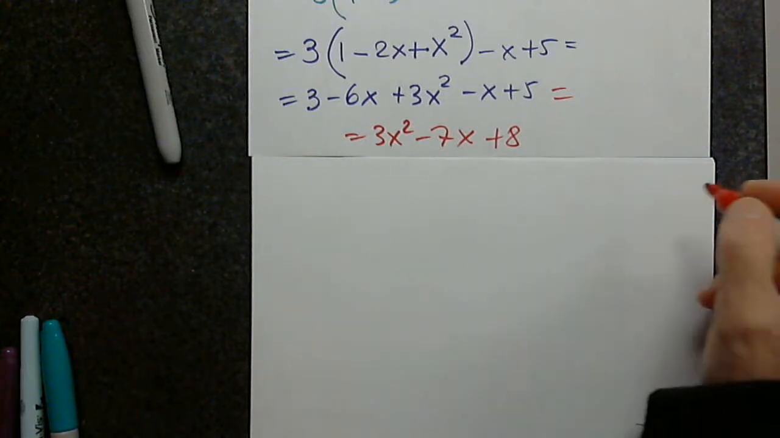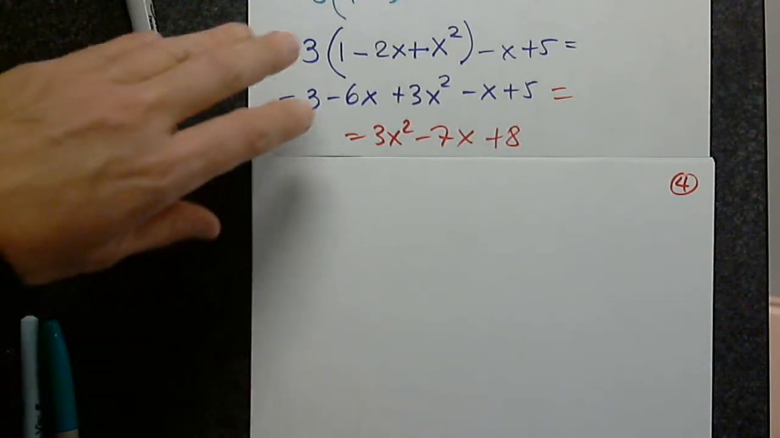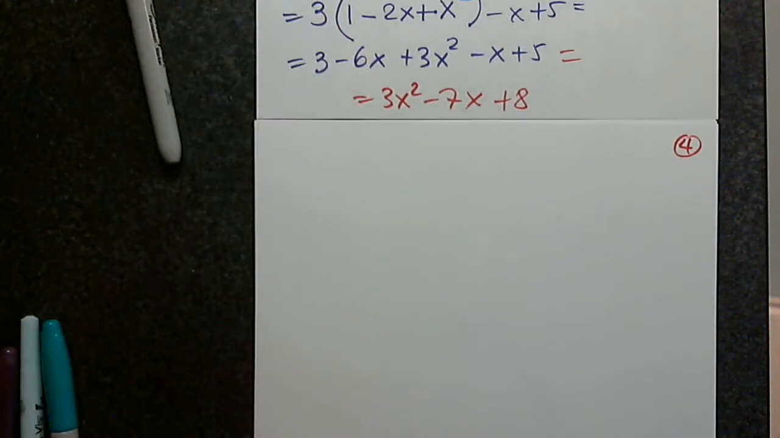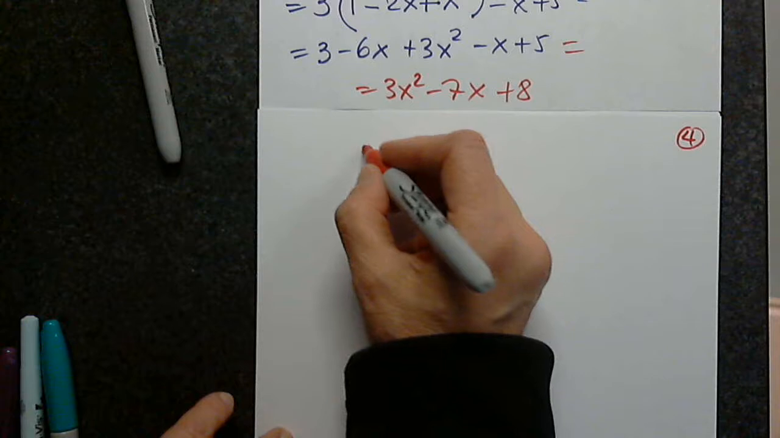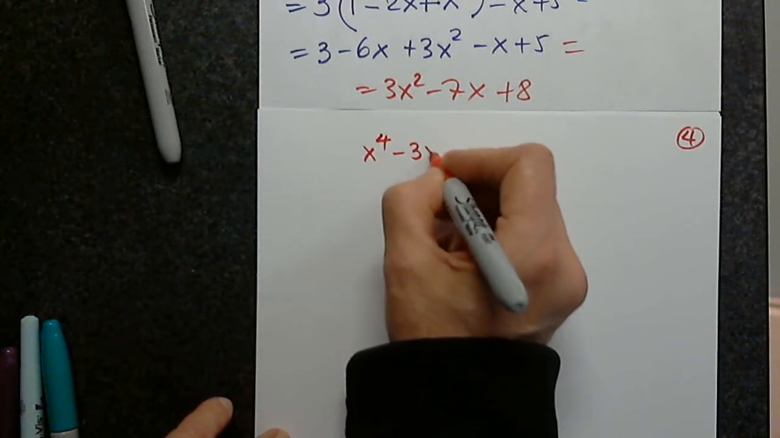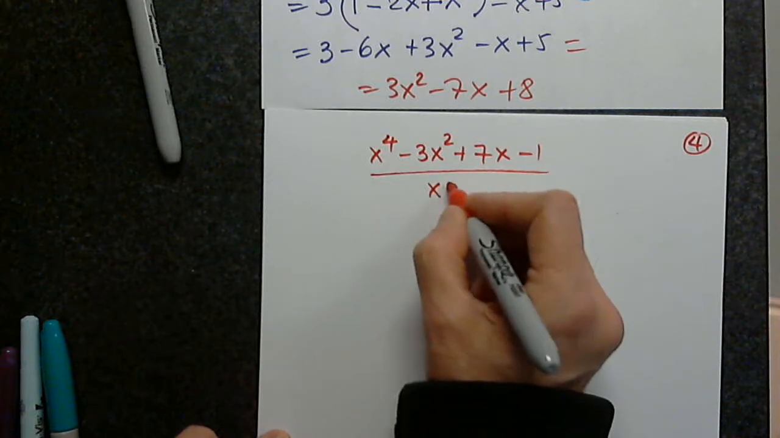So do we have other questions or can I make up my own now? Yes, please. I was hoping you could do an example of synthetic division. Yes, of course. Any particular problem for us? Okay, so let's say x to the fourth minus 3x squared plus 7x minus 1 divided by x plus 2.